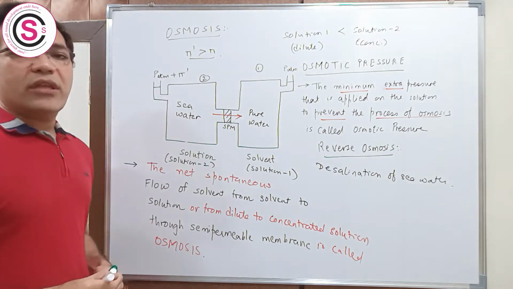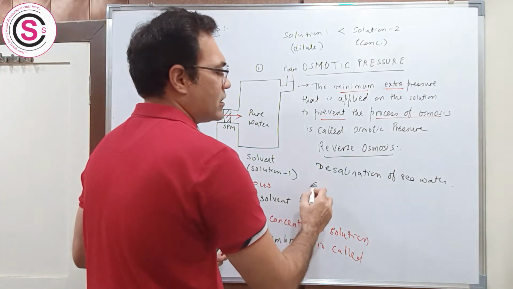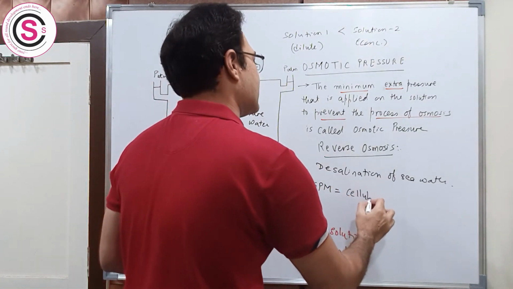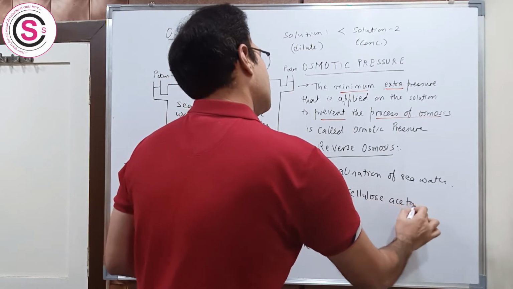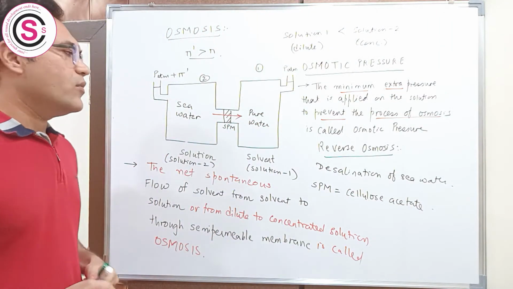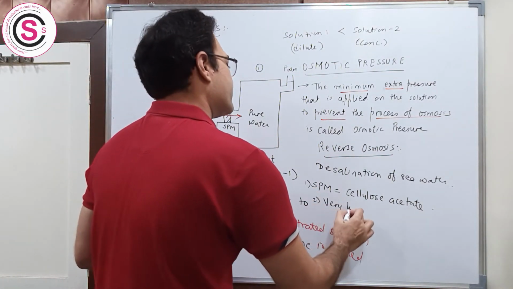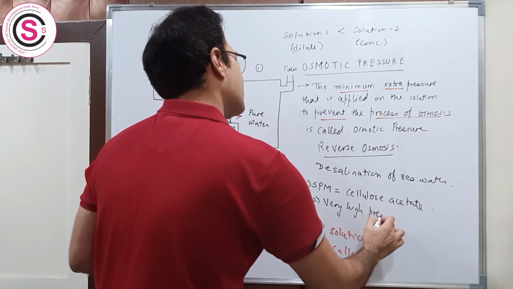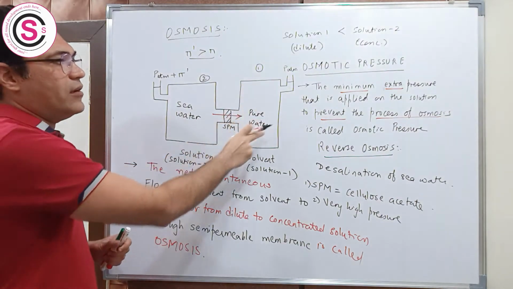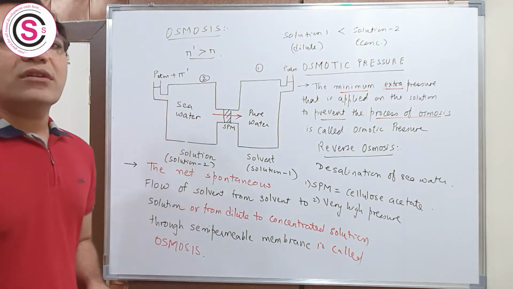Okay, but two things. A very good quality of semi-permeable membrane is used here, and my dear students, the semi-permeable membrane which is used in this process is cellulose acetate. It is an artificial semi-permeable membrane and of very good quality. Okay, and the second requirement is very high pressure. Very high pressure is applied here, right, to obtain pure water in the first compartment. Okay, so this is about reverse osmosis.